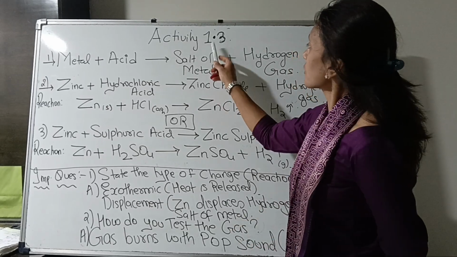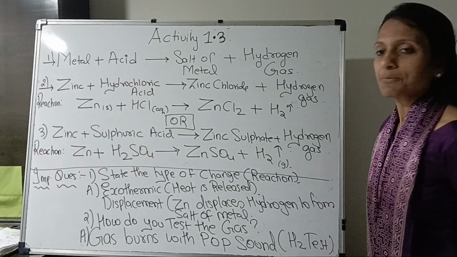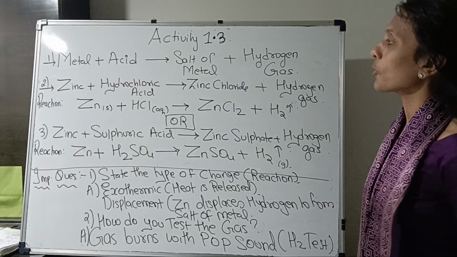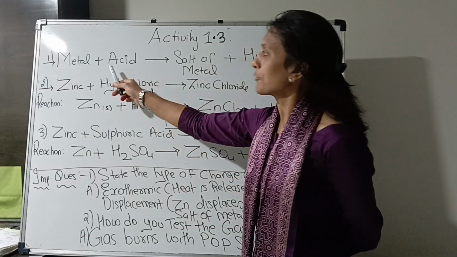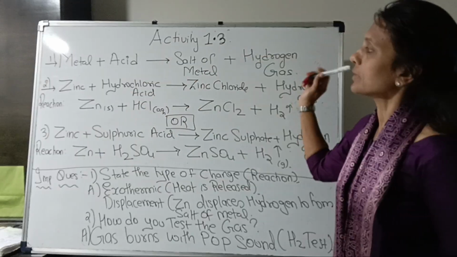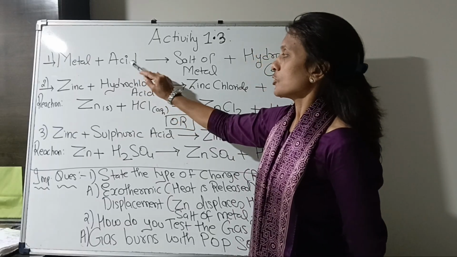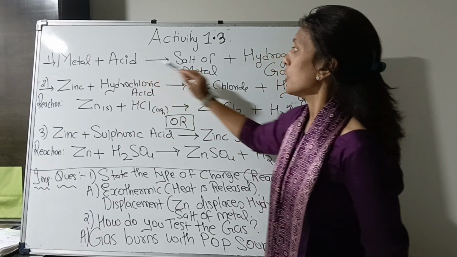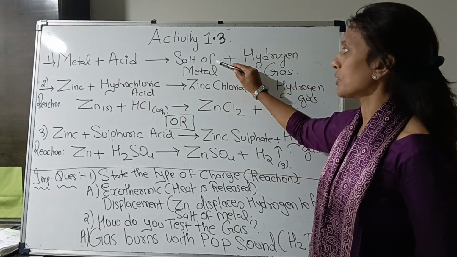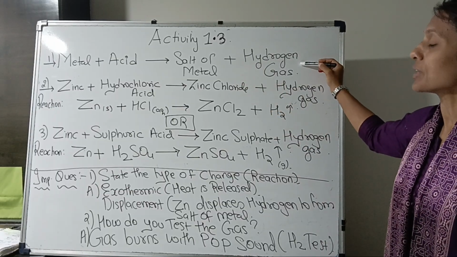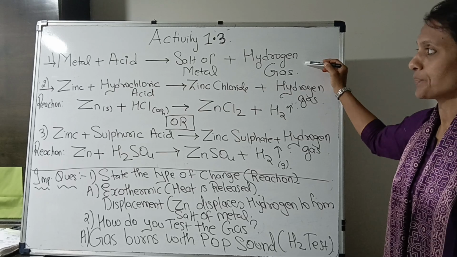We begin with activity 1.3, chapter number 1, science, class 10. Now this is again an important activity. First you will have to learn this statement. Whenever any metal reacts with acid, generally due to this reaction, we see the salt of metal is formed and, very important, hydrogen gas is released at the end of the reaction.